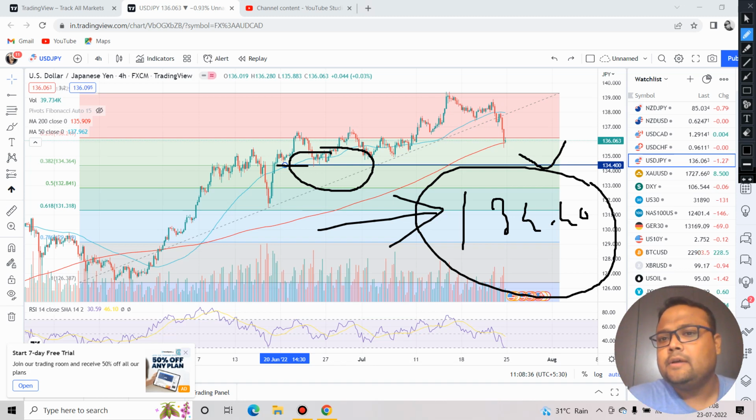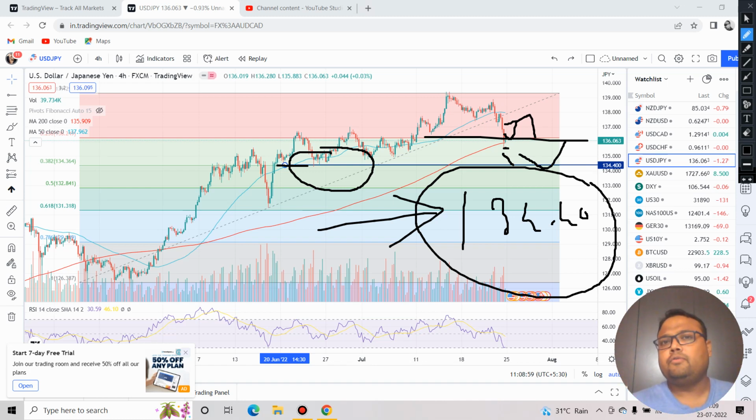But yes, do not take any sell position, especially if you are a new trader, a beginner to the market. No need to take any risk. Simply wait for 134.40. If the market reverses, click on the buy button. And on the other hand, if the market bounces from particularly this level only, because of the presence of the 200 moving average and this one, you can consider a buy position.